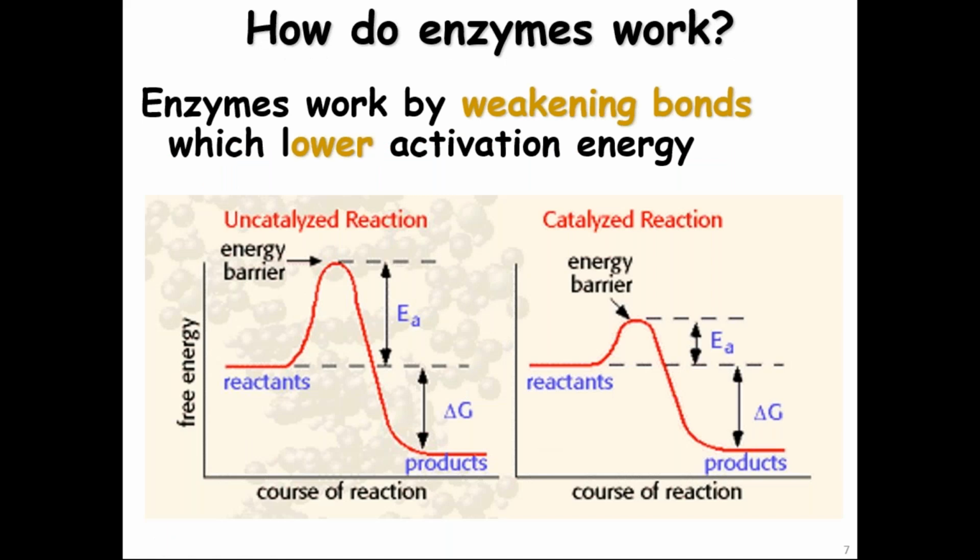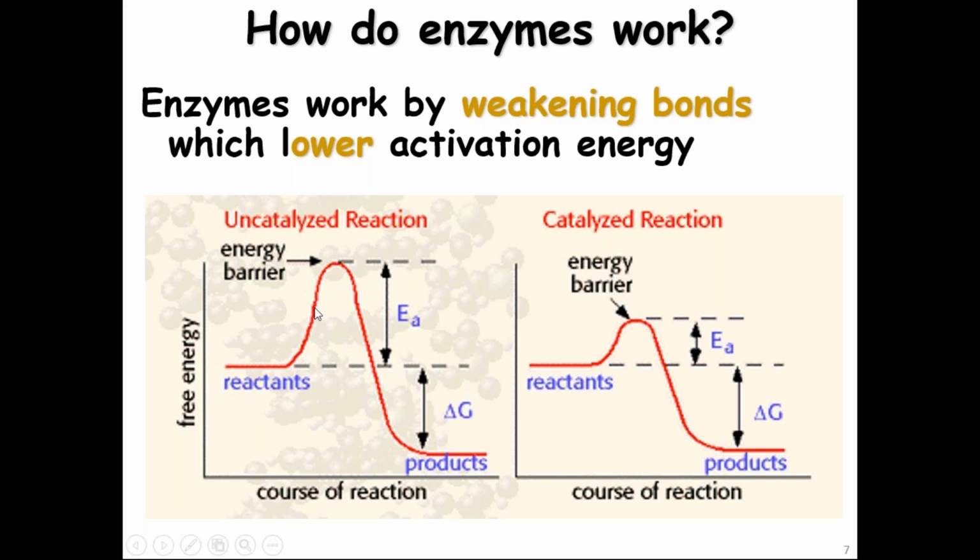So, how do enzymes work? The way enzymes work is they weaken the bonds by lowering the activation energy. So if you look at this diagram on the left-hand side, this is an uncatalyzed reaction where you see that the reactants have to react and they have to be taken to a higher energy level, what we call the energy of activation. And then the products are formed.